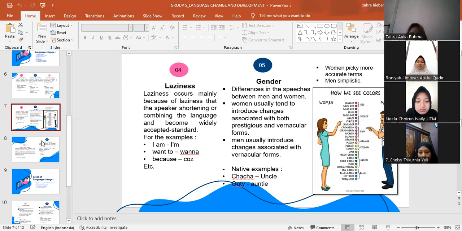Native examples: Chacha, it means uncle. Auntie, it means auntie, and etc. And women pick more accurate terms, but men simplistic ones. Like the example in this picture, we can see the difference. A woman will say that the dress she is wearing is sea green color, but a man will say that her dress is blue color. Next will be presented by Zahra.